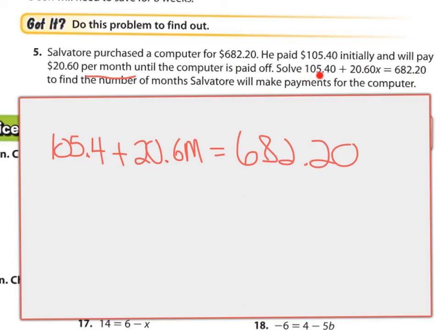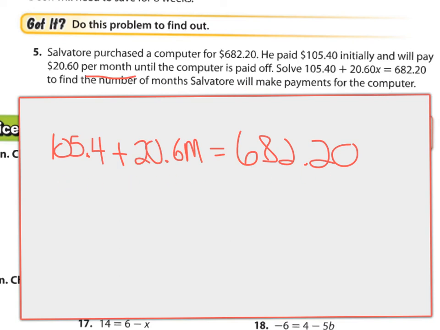Oh, and here they do give us the equation. Notice they used x instead of m like I did. I used m because of months, right? And that's what we're solving for. So use that equation to find the number of months Salvatore will make payments for the computer. And there we are.